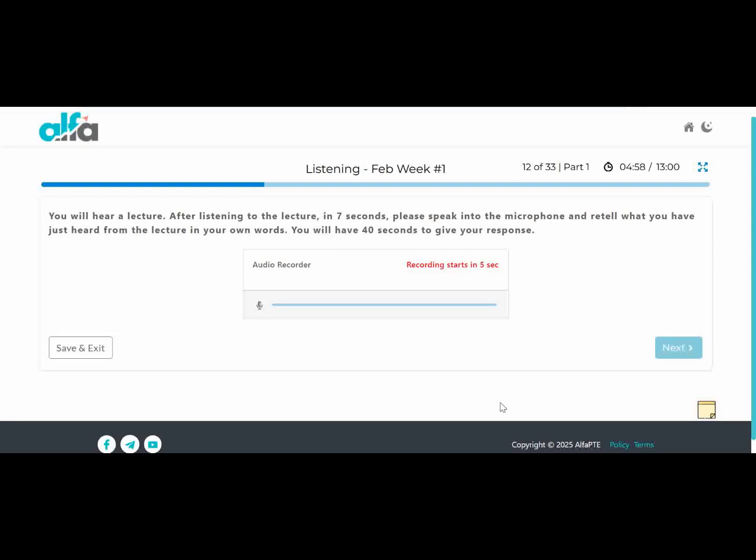So try to note down the phrases and always use a good template in the retell lecture.